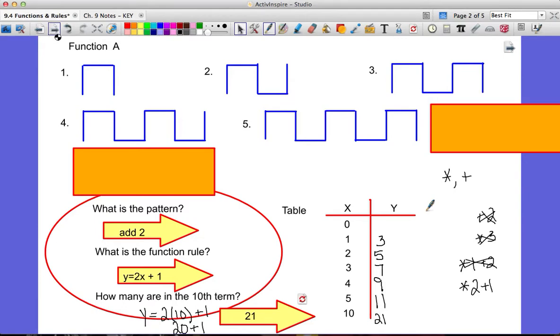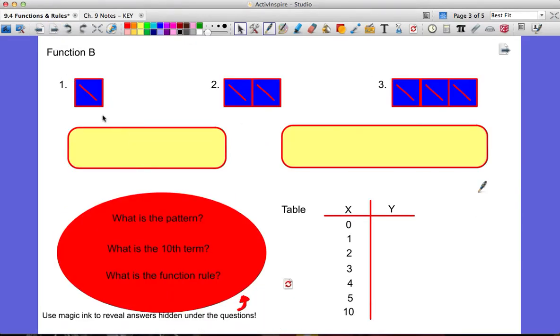Okay, so let's try this again. Function b. Okay, if I look at this, what I'm doing is I have a square, and I'm counting up the red sides in this case. So I have 4 plus 1 is 5. On this one, I have 1, 2, 3, 4, 5, 6, 7, 8, 9. So I added 4. Now on this one, I have 1, 2, 3, 4, 5, 6, 7, 8, 9, 10, 11, 12, 13.